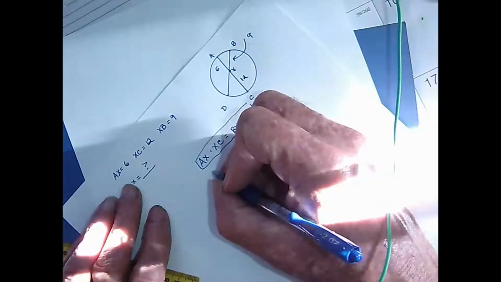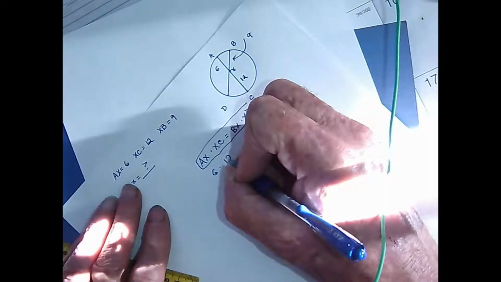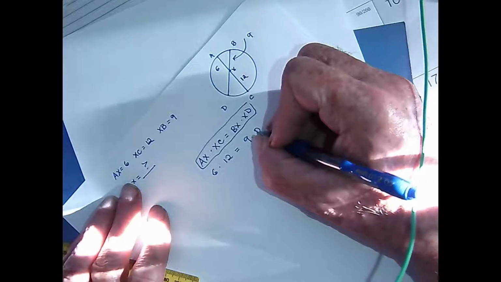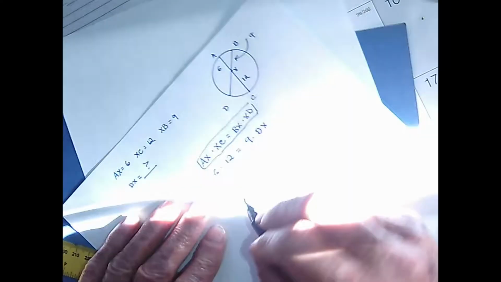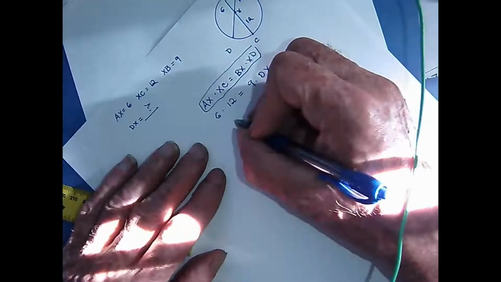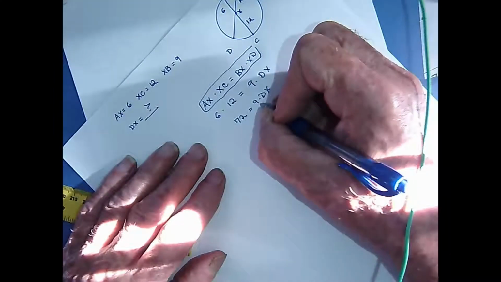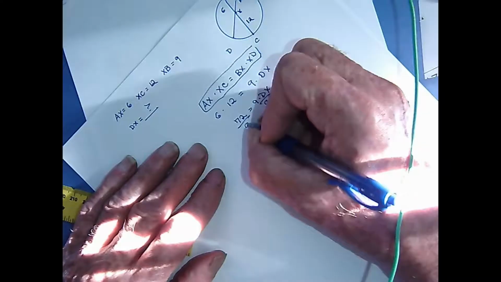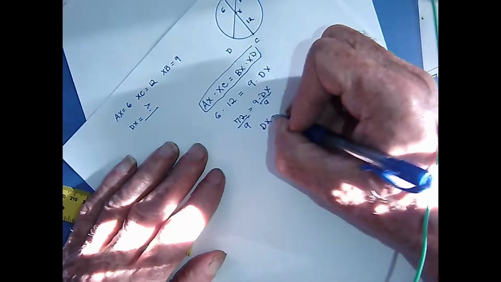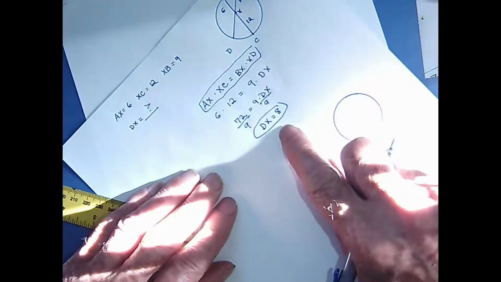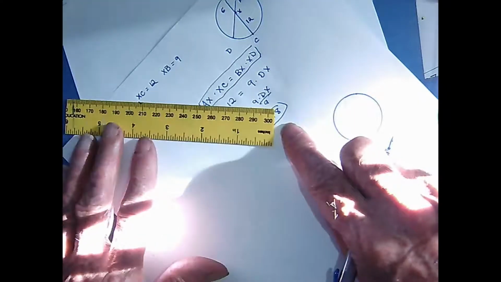So in this case, it's really going to be 6 times 12 is equal to 9 times DX. And that works out pretty cleanly. We got 72 is equal to 9 times DX. We'll divide both sides by 9. DX would have had to have been 8 in that circumstance. I think in a minute I'm going to draw a couple of careful circles and measure them really carefully. We'll see that they work out cleanly. Let's try another one.